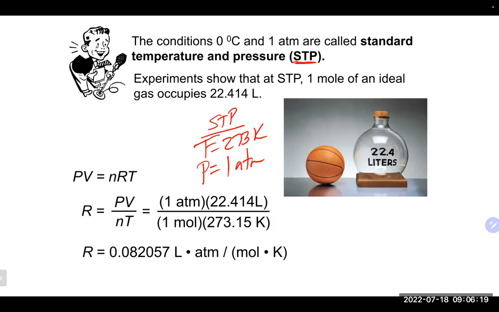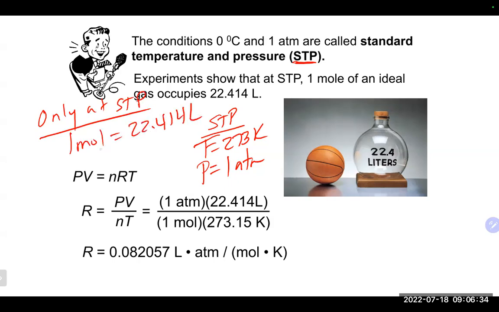Now, one really nice conversion that you could use when you are at STP and only at STP: 1 mole of any gas will equal 22.414 liters. This conversion is a nice one because it allows you not to have to use the ideal gas law. But it should be noted that you do need to be at STP in order to use that.